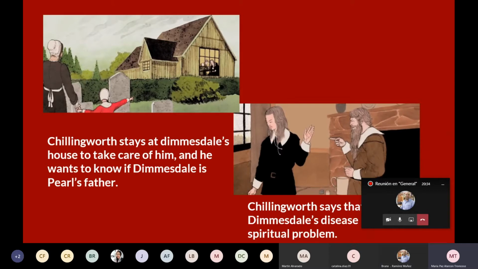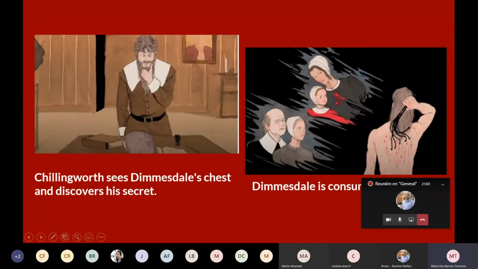Yes. Now Chillingworth stays at Dimmesdale's house because he was taking care of him, but he insists that he wants to know who is the father of Pearl, and Dimmesdale starts telling Chillingworth that what he has is a spiritual problem, that he has something inside of him that is tormenting him. So at one point, Chillingworth sees Dimmesdale's chest, and he has a scar of an A in his chest. So he discovers that he is Pearl's father.